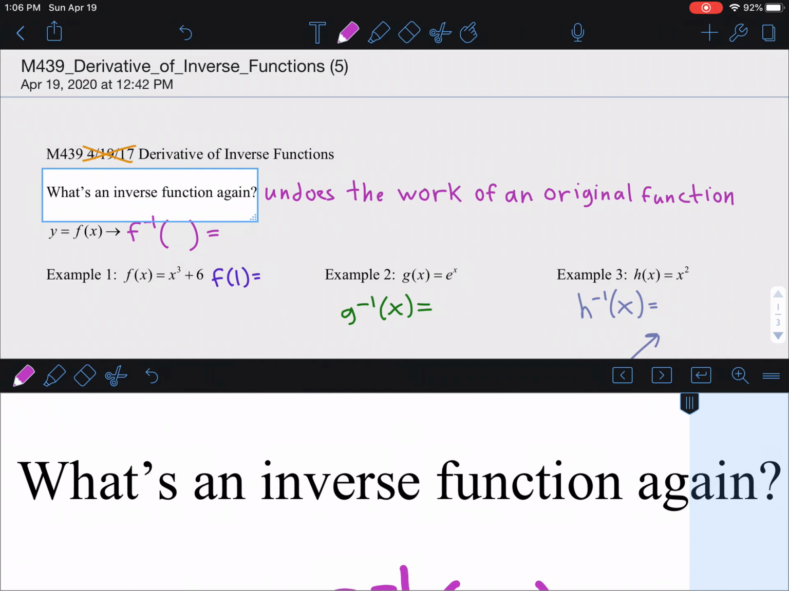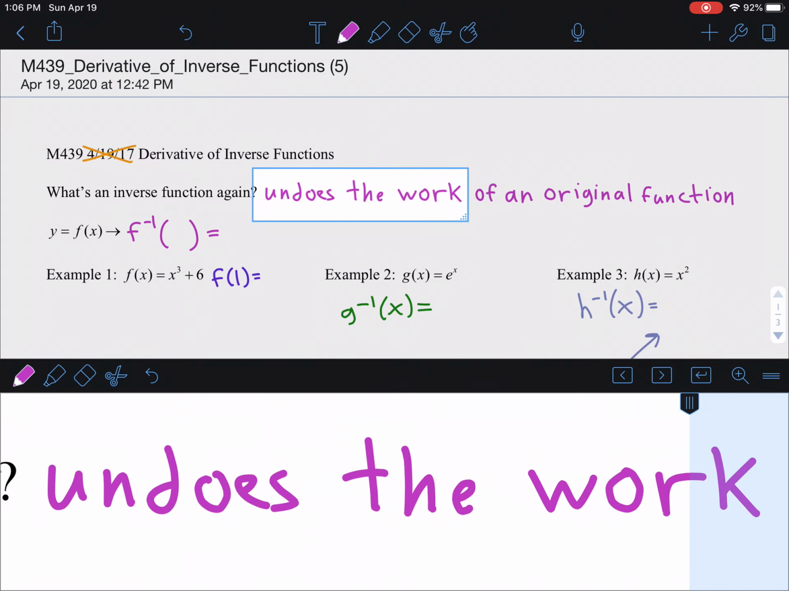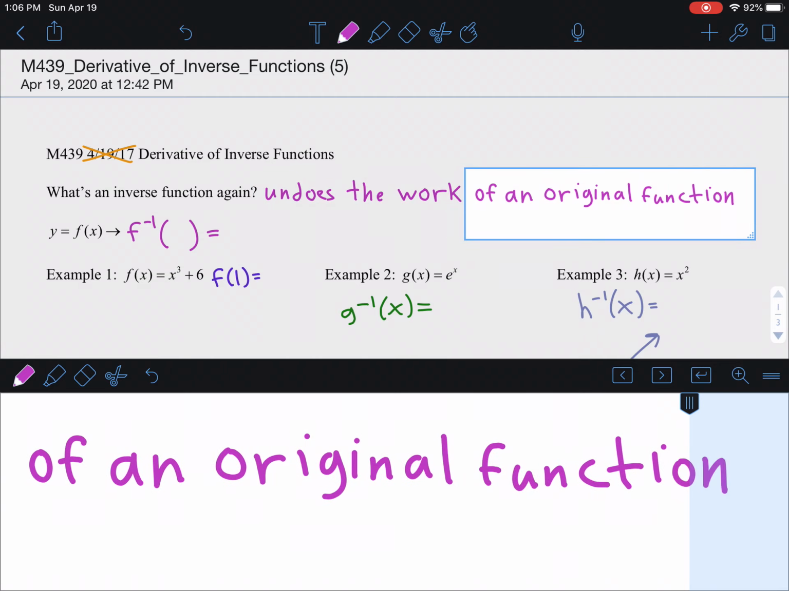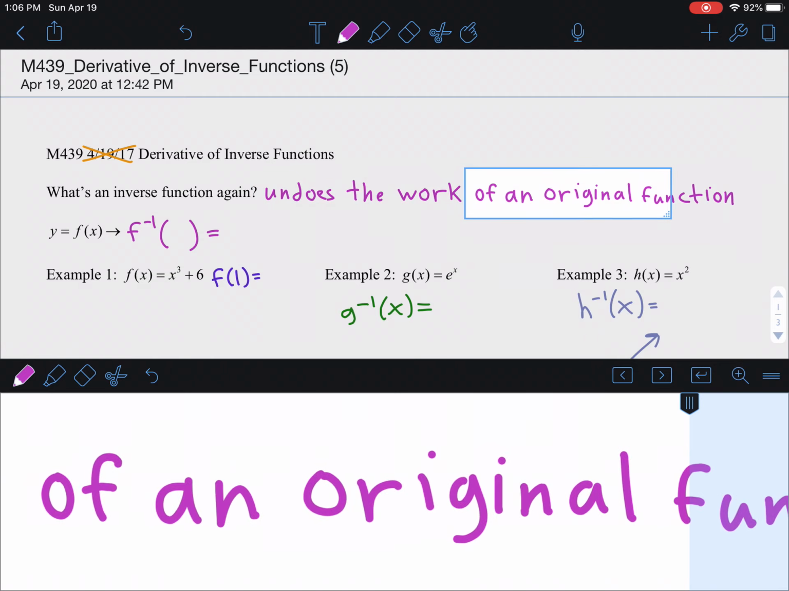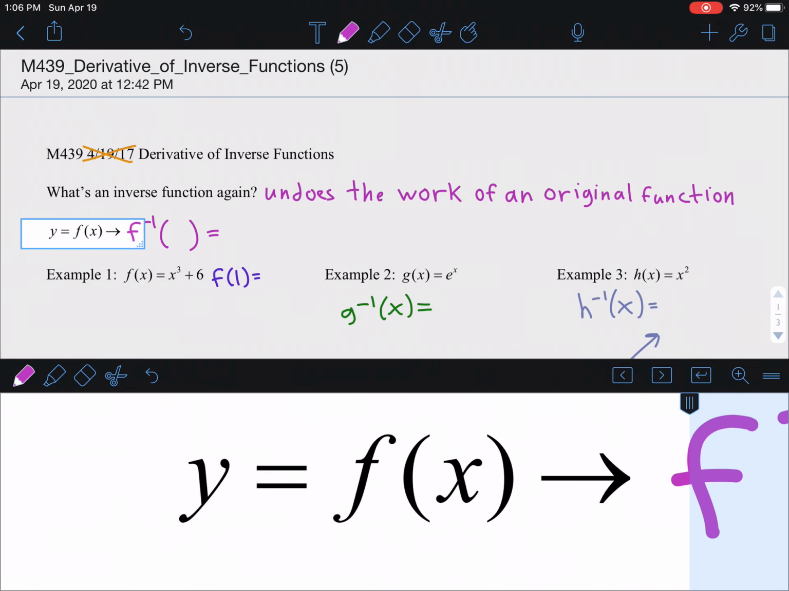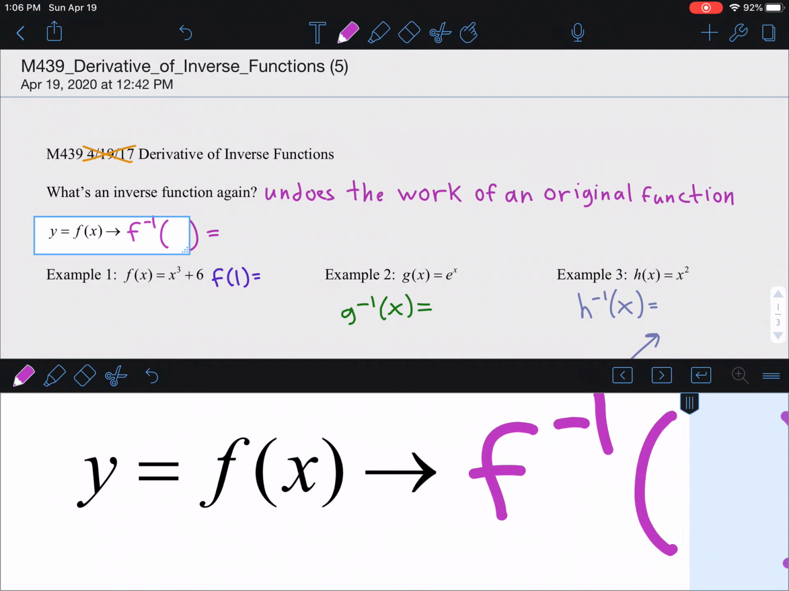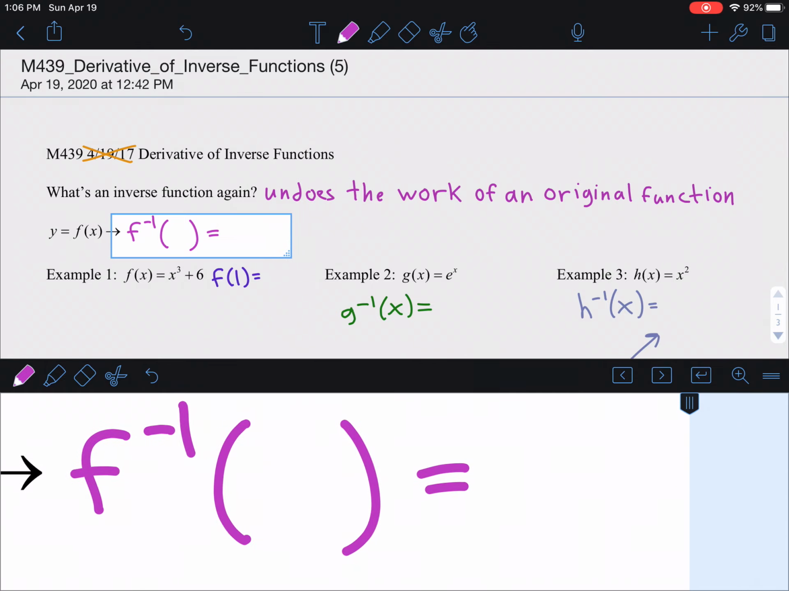What's an inverse function again? It's been a while since we've talked about an inverse function, but we have the definition right here. It is a function that undoes the work of an original function. So if you have something like y equals f of x, then the inverse function, remember the -1 next to the name of the function does not mean reciprocal. Here it means the inverse of that function f.